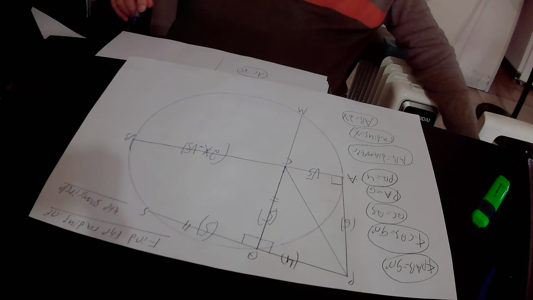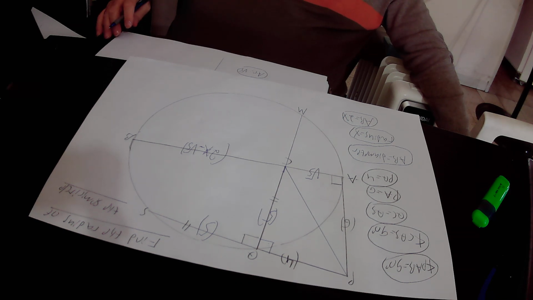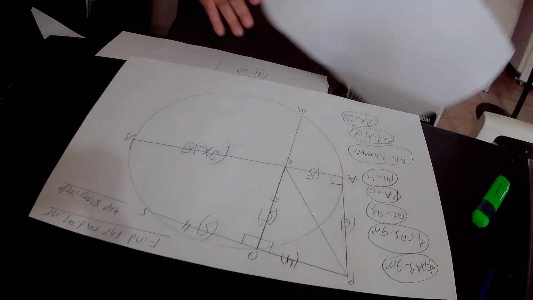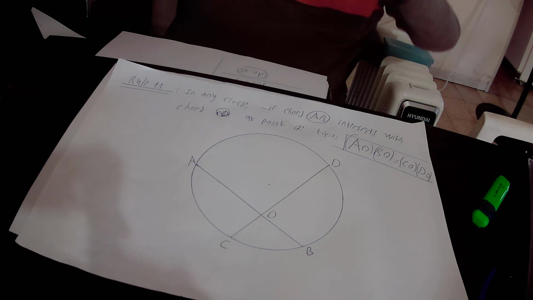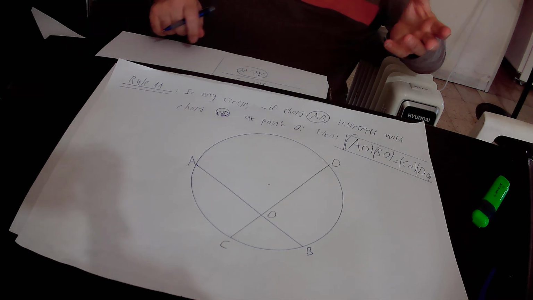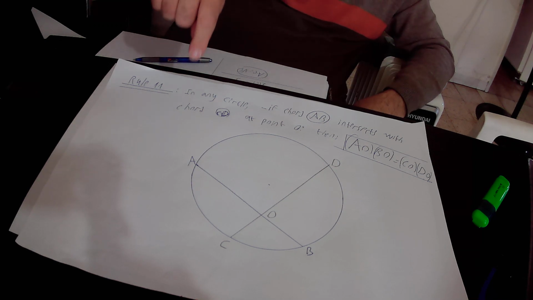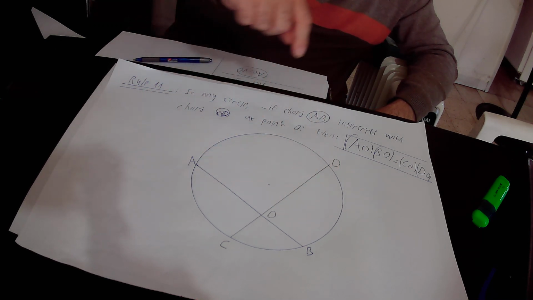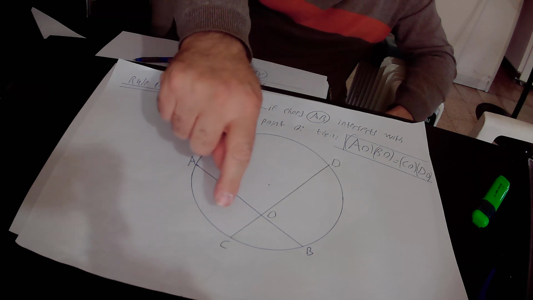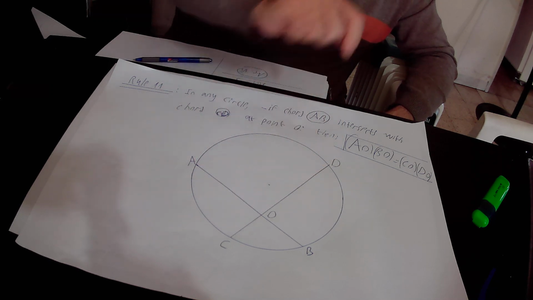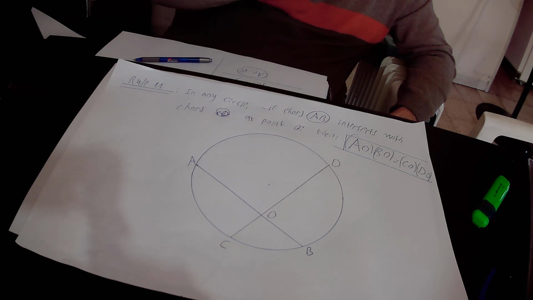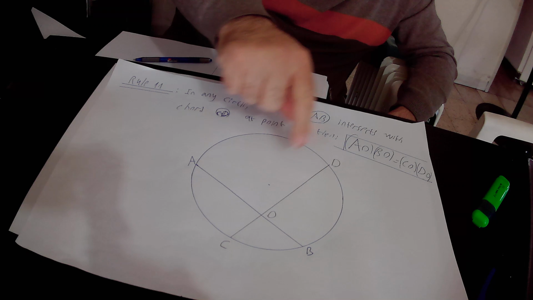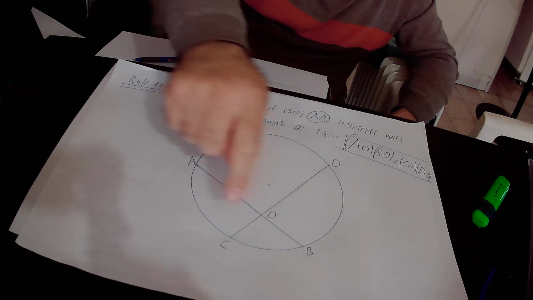The new rule is about two chords that intersect with each other inside the circle. According to rule number 11, which is true in any circle: if chord AB intersects with chord CD, and the intersection point occurs at point O, then the following equation will be true: AO times OB equals CO times OD. Again, AO times OB equals CO times OD.